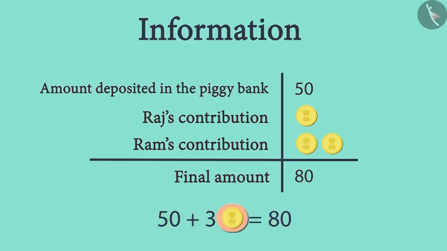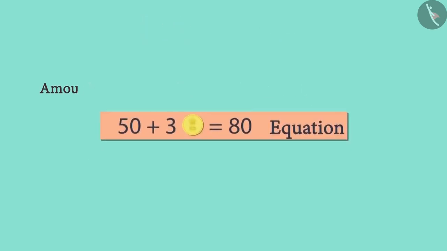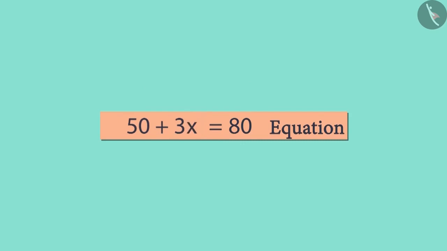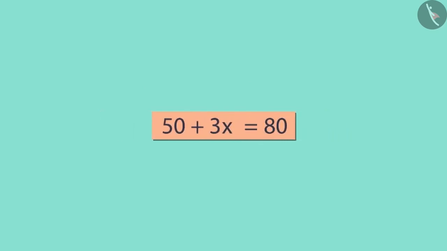Now, we will only have to find the value of the coin. This form of writing information is called an equation. In any equation, we generally use the letters of the English alphabet in place of variables such as a coin. This makes writing the equation easy. Let's replace the coin symbol with x. Now, our equation becomes like this. The total of 50 and 3 times x is equal to 80.